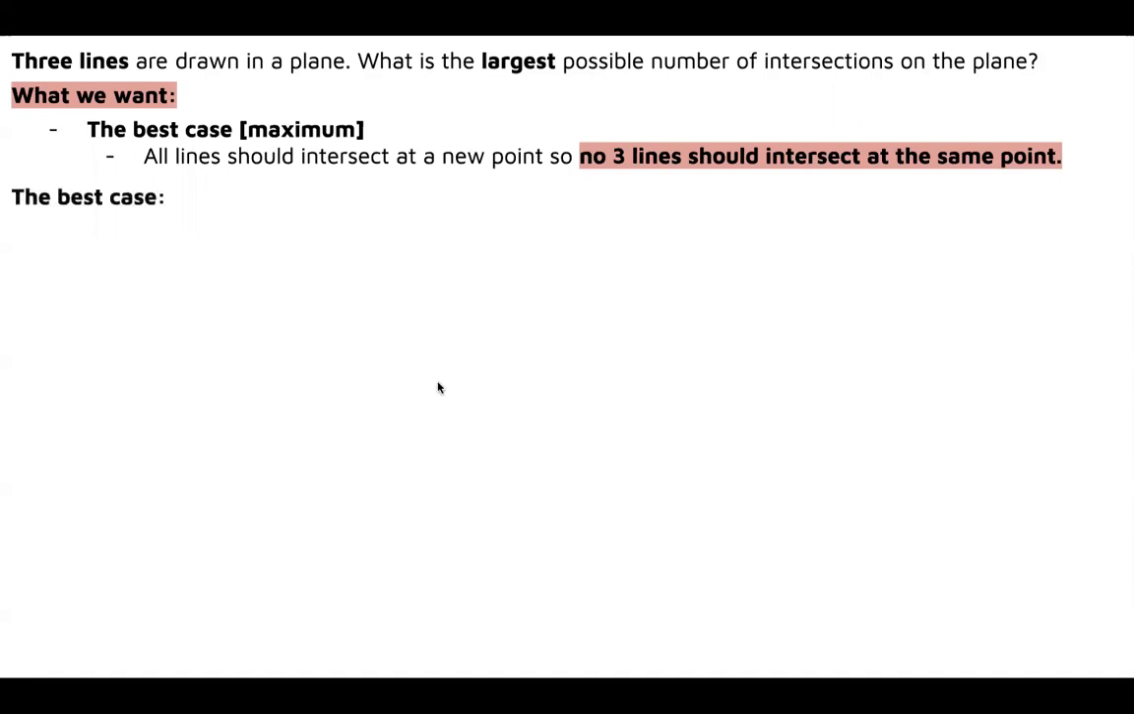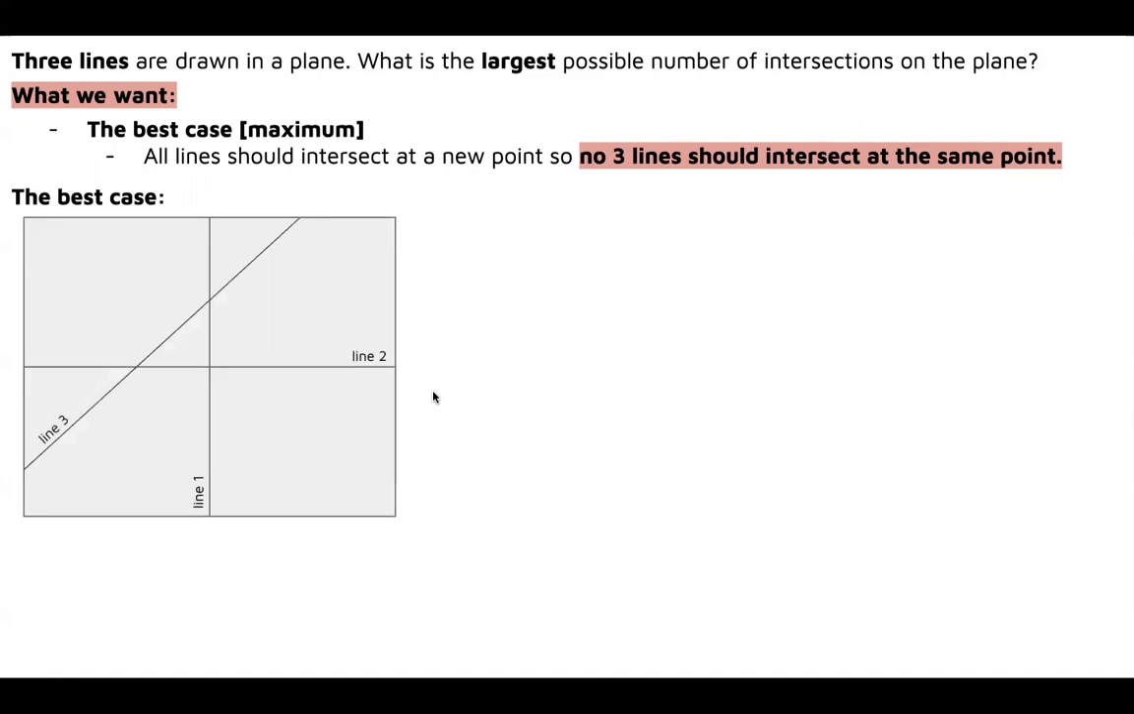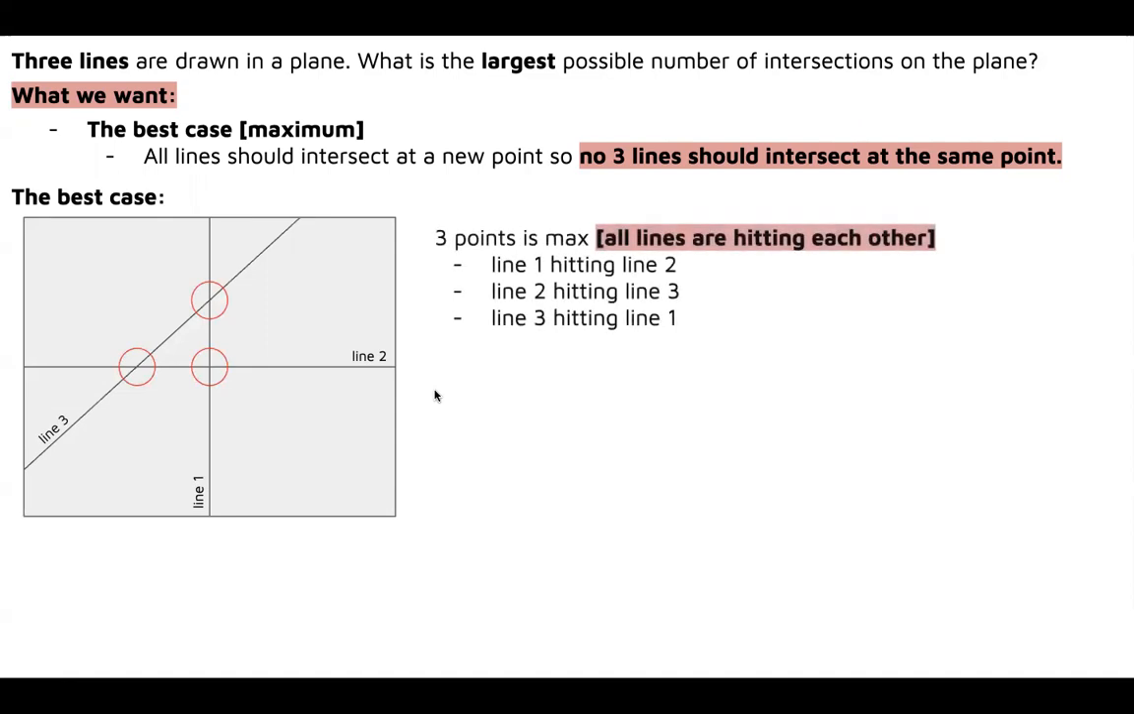I'm just going to draw this out because this is small enough, but don't use this way for higher numbers or any other numbers because it's too slow, and I'll explain a faster method after doing this one. Okay, so these are my 3 lines, and I circled the intersection points. We know this is the maximum because all lines are hitting each other.